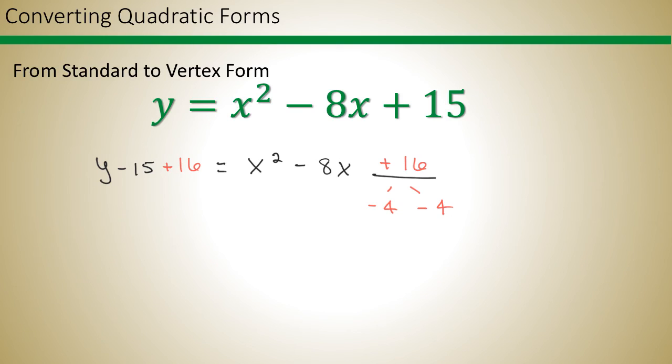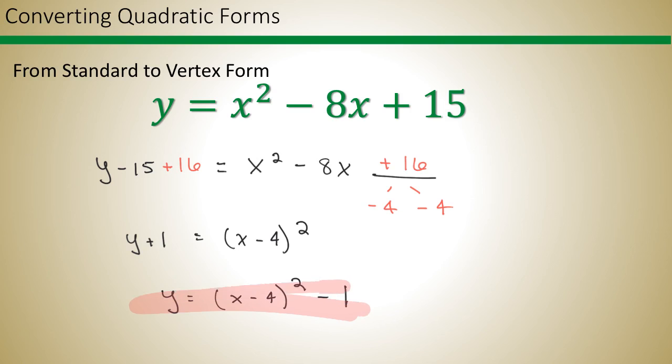Then we're going to simplify the left side. That's y plus 1 is equal to, and we're going to factor the right side. Our factors are going to be x minus 4 squared. And then that 1, we're going to move back. So y is equal to x minus 4 squared minus 1. So that would be the vertex form of this.